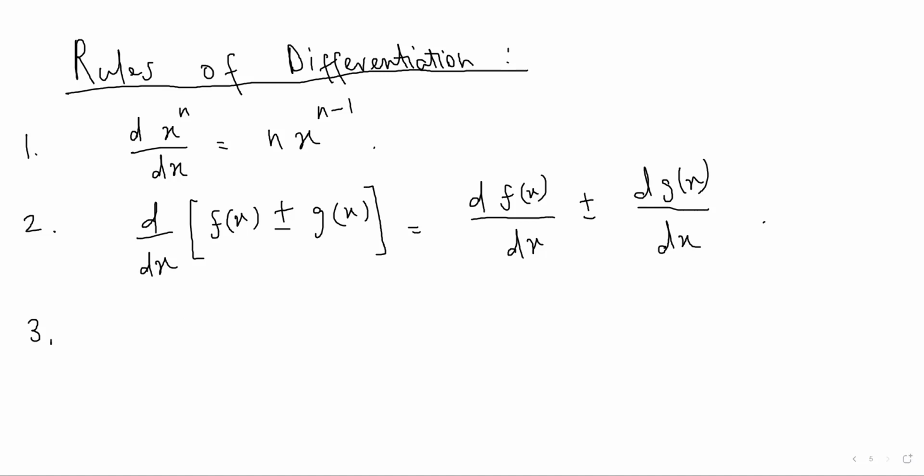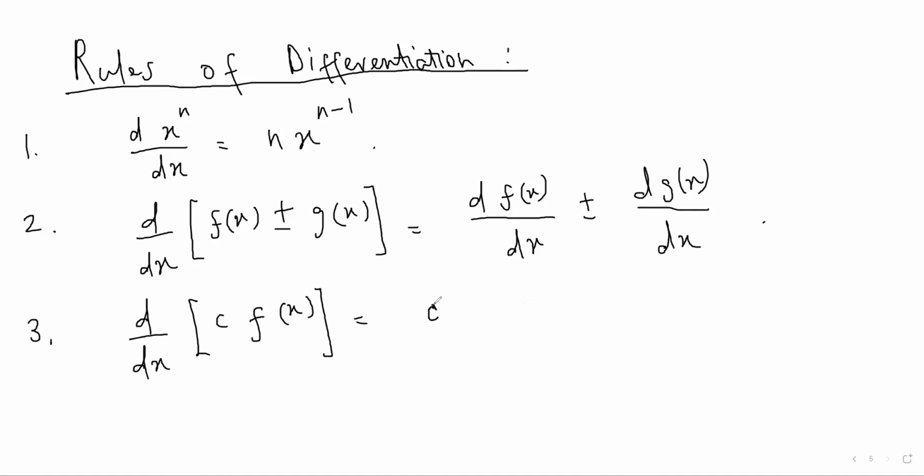Okay guys, so as I was saying, that's the second rule. Now the third rule is as follows. We're differentiating c, and c is a constant in this case, just any constant. What's the derivative of a constant c multiplied by the function f of x? That's equal to the following.